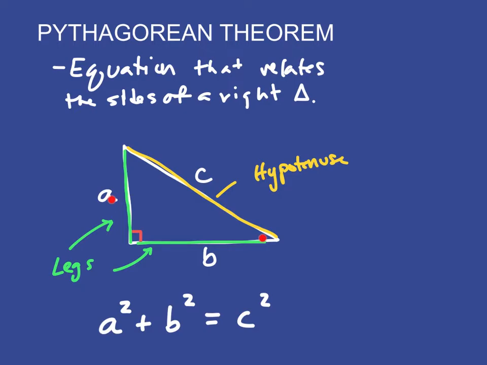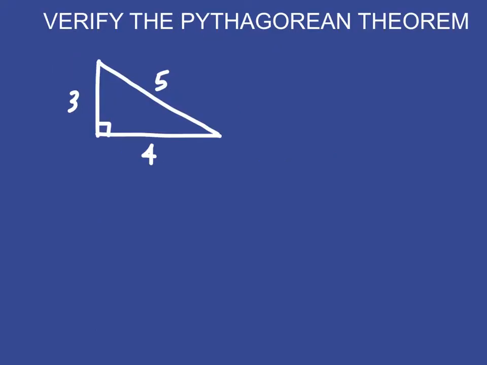So let's take a look at an example of a right triangle. On this part of the video, what I want to do is verify the Pythagorean theorem. Now, this triangle that you see here is called a 3, 4, 5 right triangle. It is the simplest right triangle that contains whole number side lengths, okay? And so let's verify this.